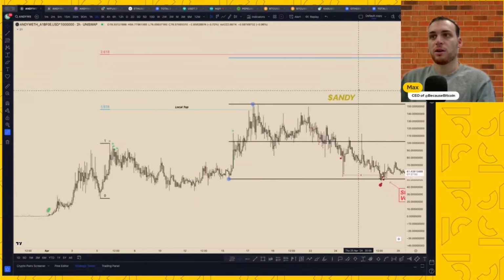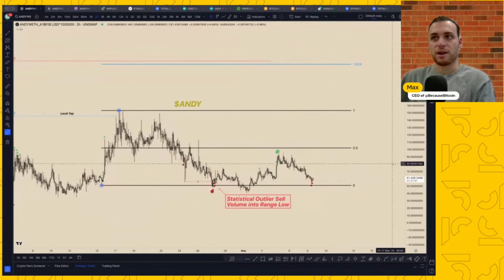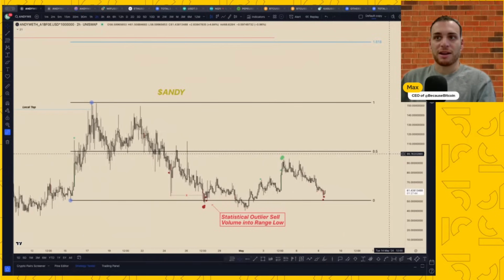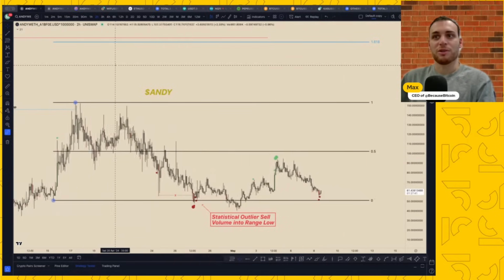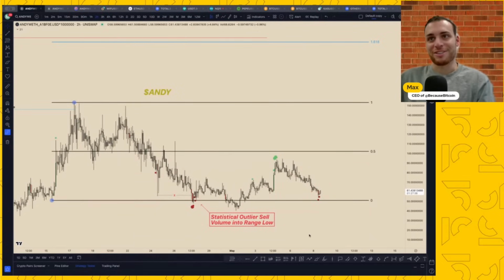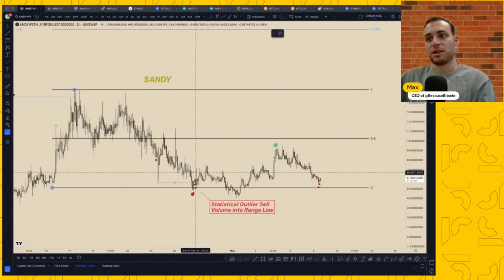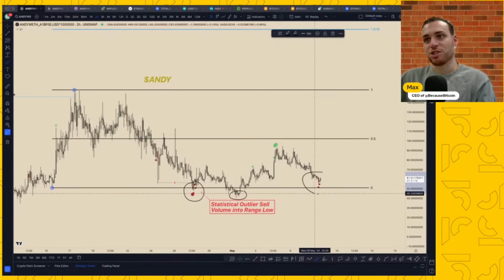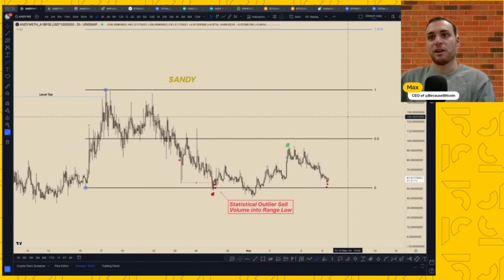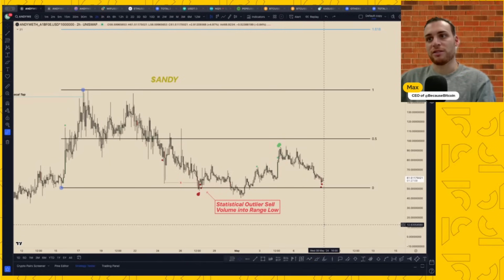Moving forward, in my opinion, we're basically just in this range right here. Everybody's kind of panicking, they got so used to up only, and it was so much fun, and now we're just stuck in this range. And what did we see multiple times into this range low? We've seen statistical outlier sell volume and very aggressive market selling into this high time frame support level, not only twice on this deviation, but also just recently on this local pullback. Again, that shows seller exhaustion and very aggressive, emotional, sloppy selling into high time frame support.